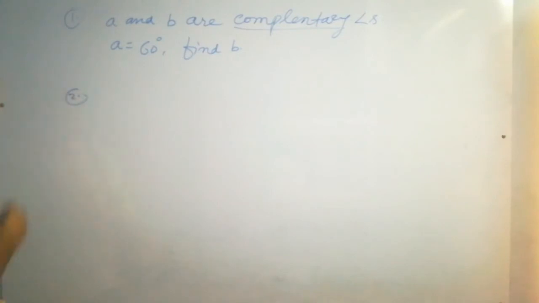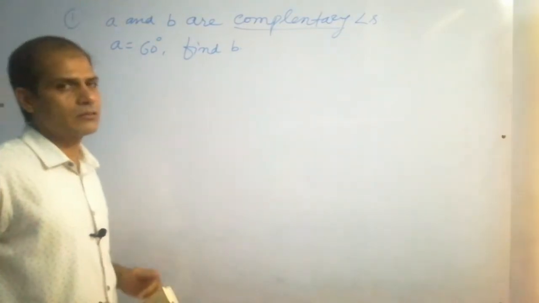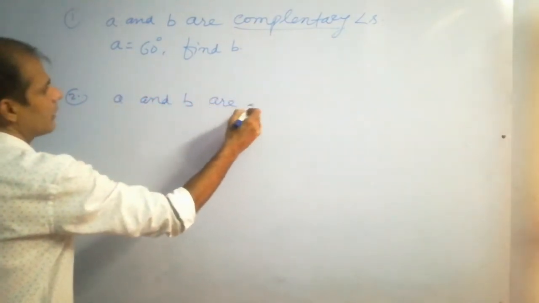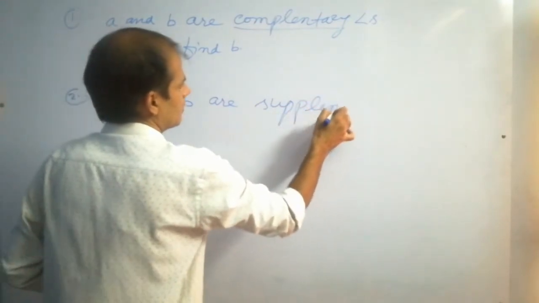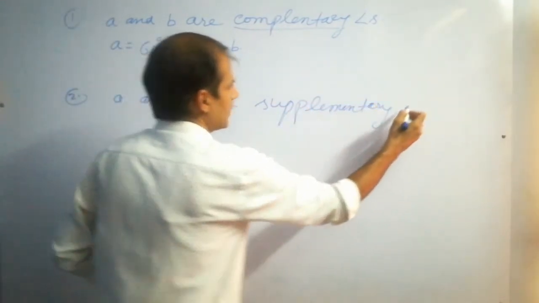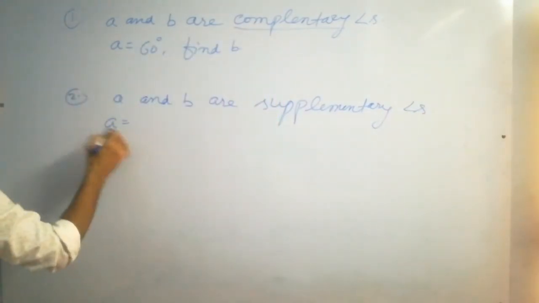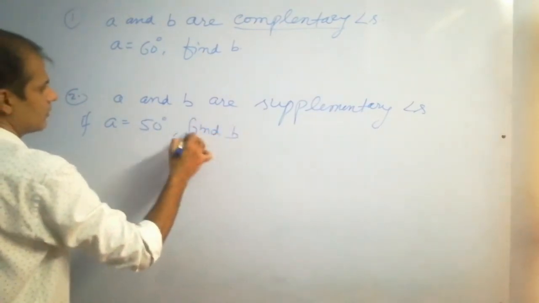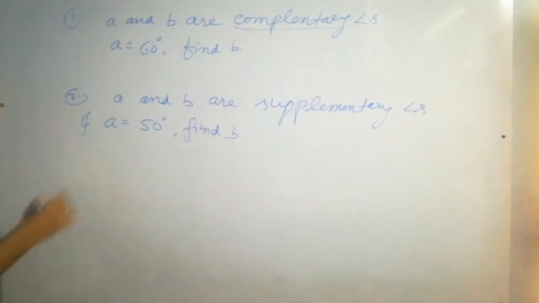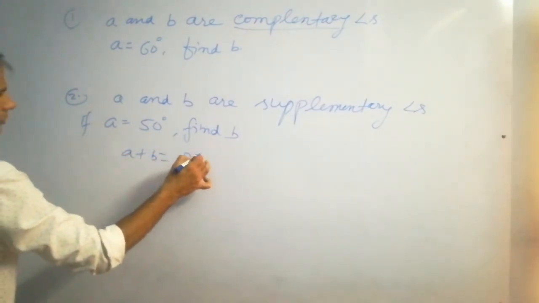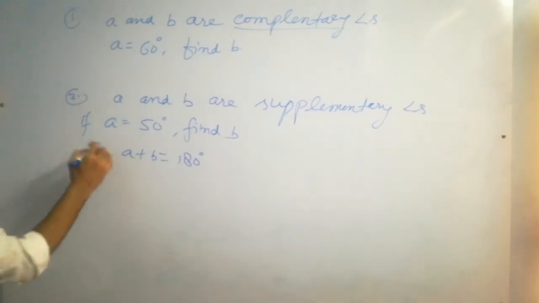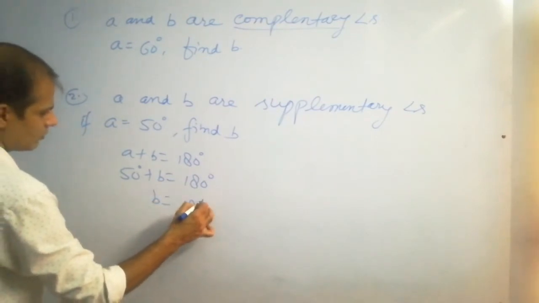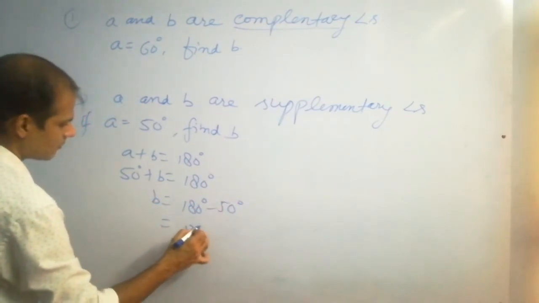Second, I'll take another question which is similar to this but it is related to supplementary angles. A and B are supplementary angles. If A is 50 degrees, find B. Again, you know that A plus B is 180 degrees. Then A is 50 degrees. So you will solve in this way and B is 130 degrees.